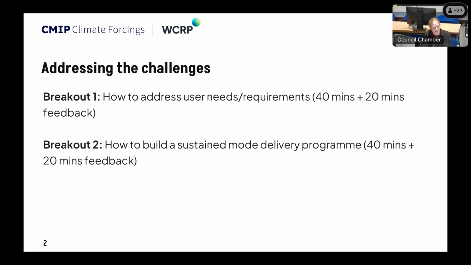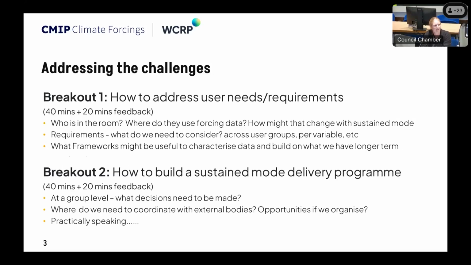So in slightly more detail, there are 3 key questions for each. Next slide. So for breakout 1 on user needs and requirements, the first thing to do is please capture who's in the room, where are they using forcing data, or indeed are they data providers, and if so, who do they think is using their data? And I'm not sure if those questions will have the same answer. How might that change with sustained mode? And we've had quite a few hints of that over the last few days, that there is a strong appetite for using data that is much broader than the CMIP fast track or indeed the MIPs.